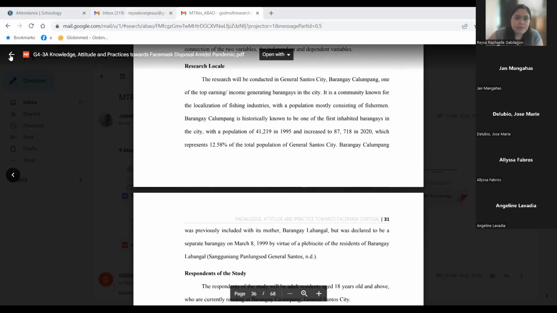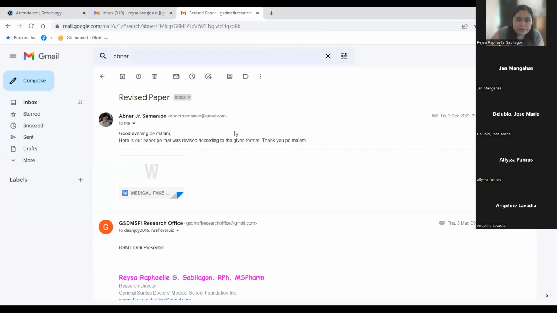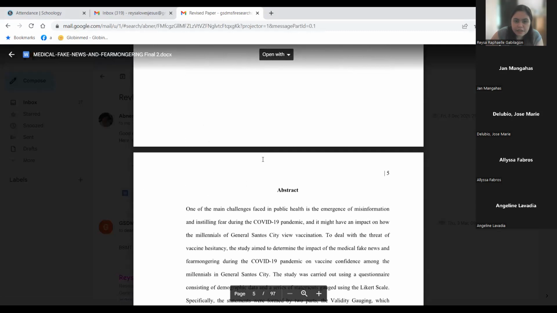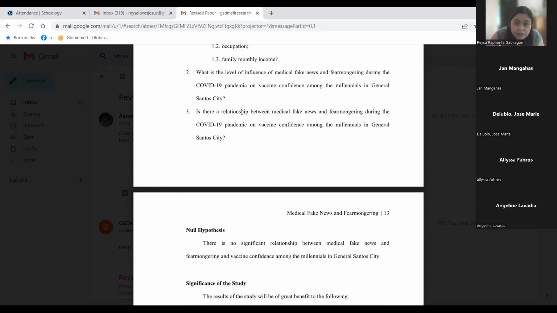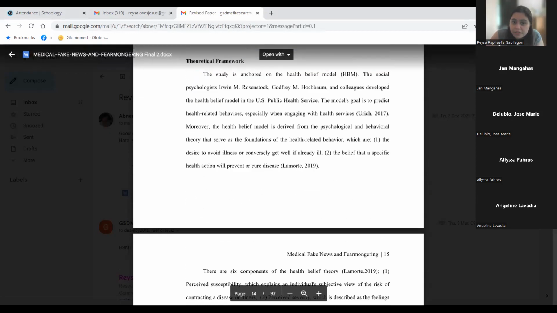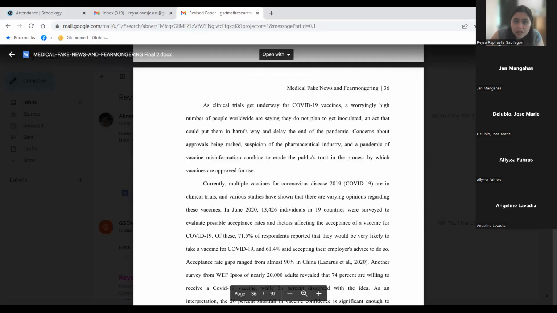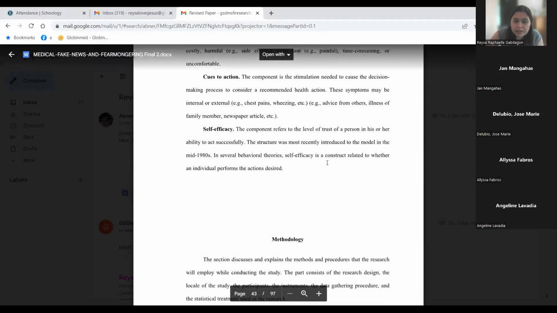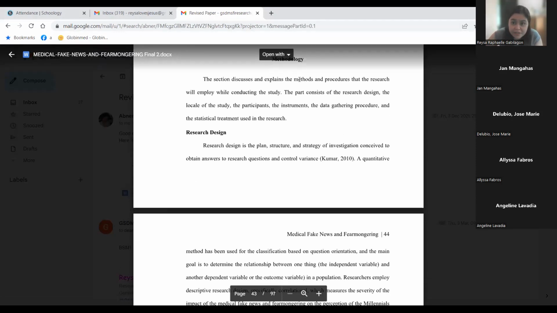Let us have some more examples. We have here this one, the medical fake news. This is still a correlational study. Kasi yung question nila dito sa SOP, is there a significant relationship pa rin? Okay, significant relationship. So for the methodology section, nasira yung ano. Dapat next page pa yan. So, research design, tama.